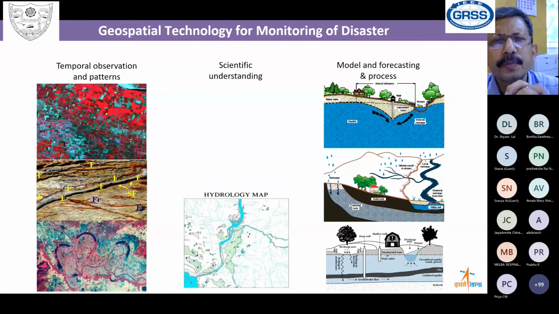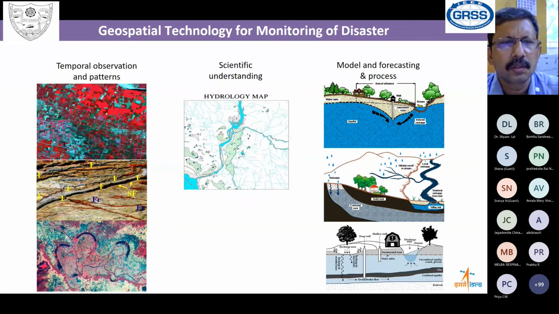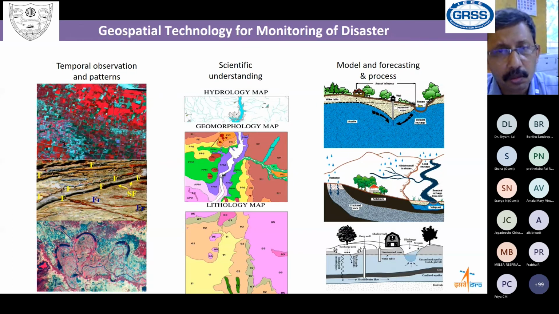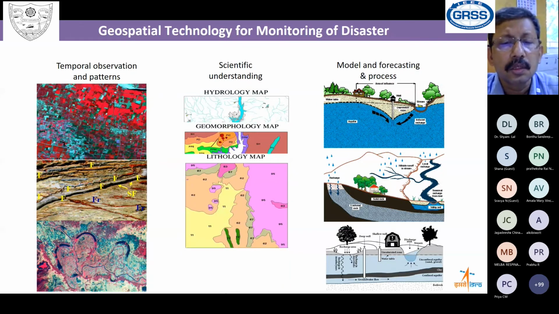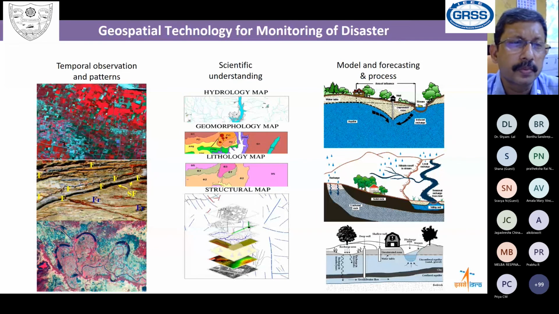So what does geospatial technology provide us for monitoring of disasters? If we talk about remote sensing, which is a component of geospatial technology, it helps us to have temporal observations of the various patterns in the Earth's surface, which includes the land use, land cover, the various lithological structures, or even the hydrological structures.